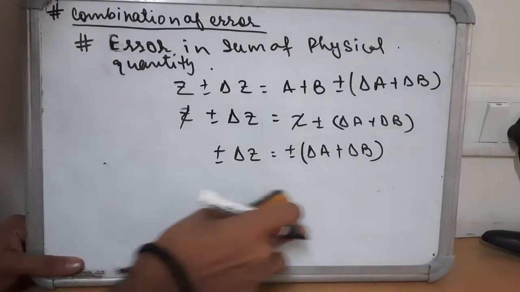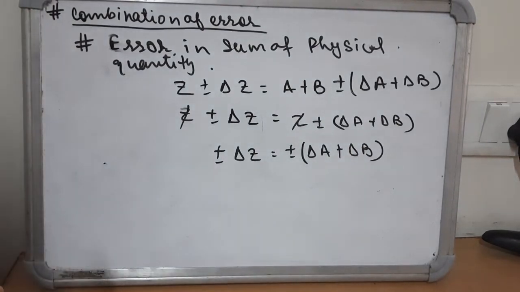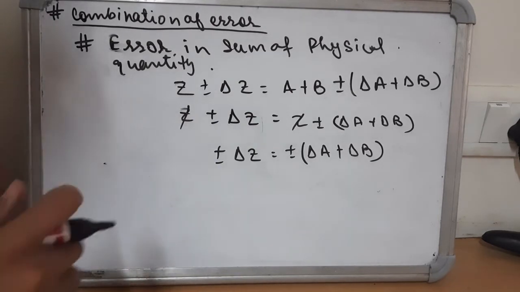So from here we can conclude that the maximum absolute error occurring in the sum of two quantities is given as the sum of the absolute errors of the individual quantities.